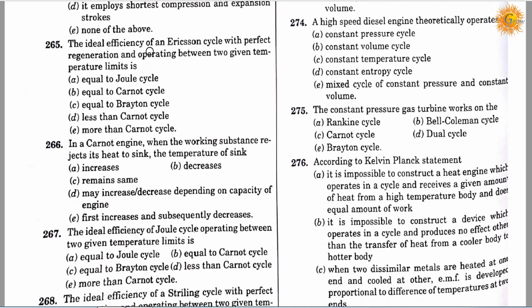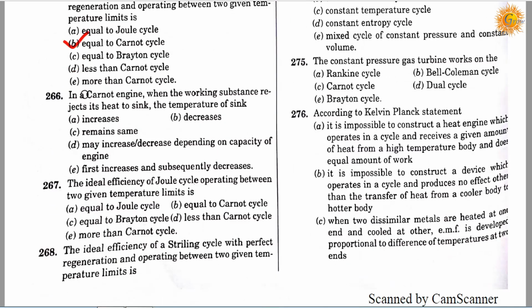The ideal efficiency of a cycle with perfect regeneration and operating between two given temperature limits is: option A, equal to Joule cycle; option B, equal to Carnot cycle; option C, equal to Brayton cycle; option D, less than Carnot cycle; option E, more than Carnot cycle. So the correct answer is B, equal to Carnot cycle.